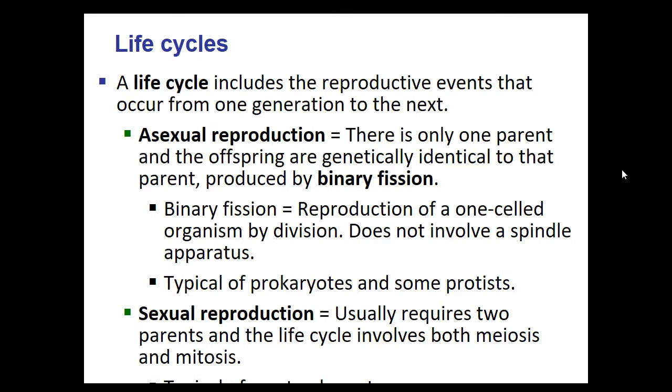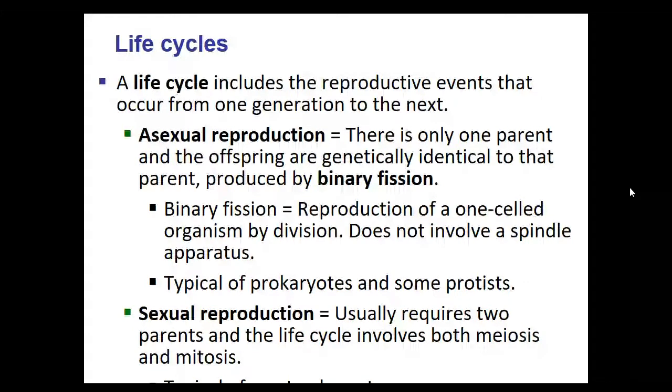But sexual reproduction requires both parents, sperm and egg. The sperm are produced by meiosis or meiotic cell division, and then the mitosis is just for growth to become an adult.